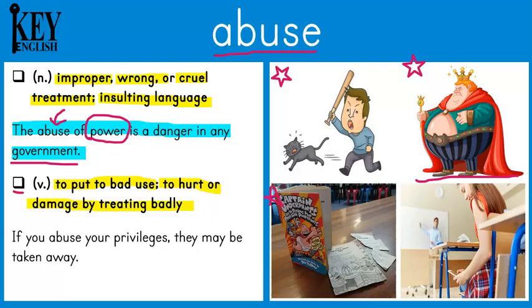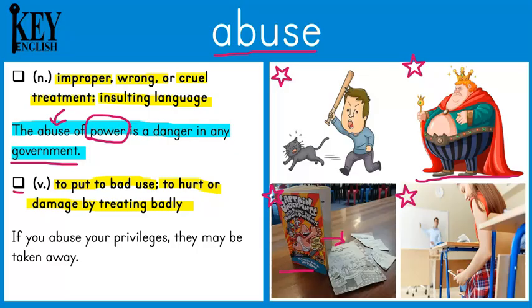The first example I could say is, if you abuse your library books, you may have to pay for the damage. So if you get this book from the library and then you rip pages out of the book, you abused that book because you used it the wrong way. And you don't always have to abuse a physical thing. You can abuse something like a privilege.